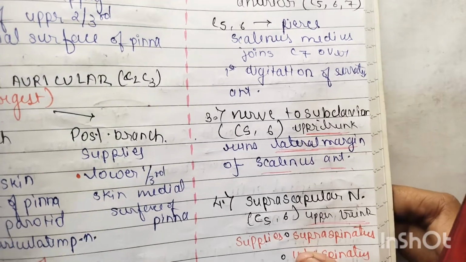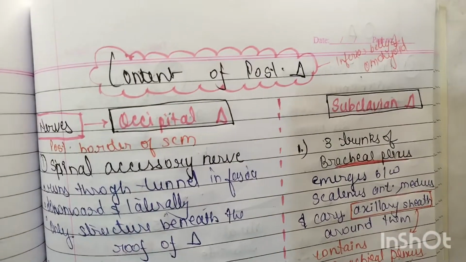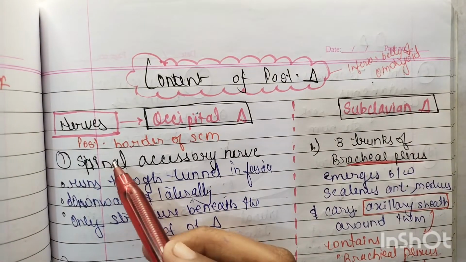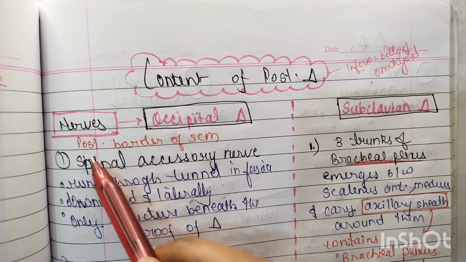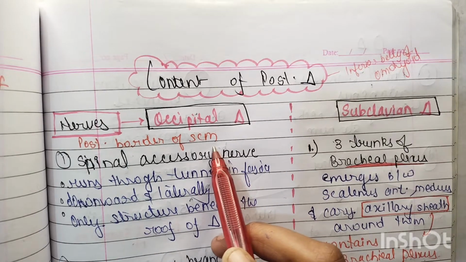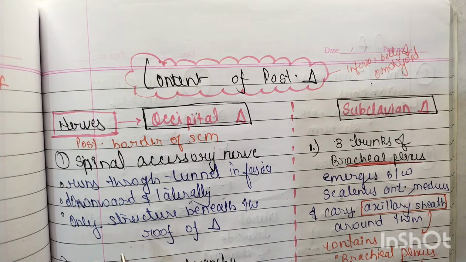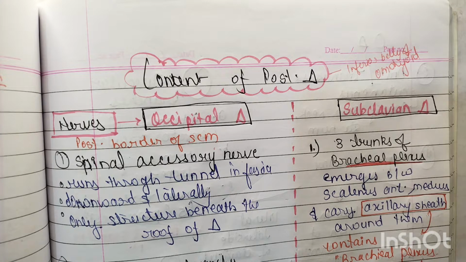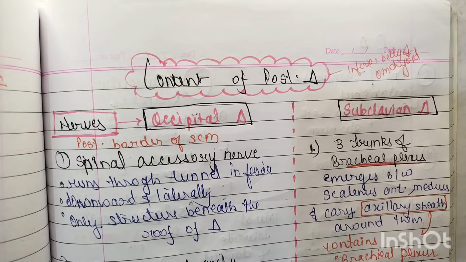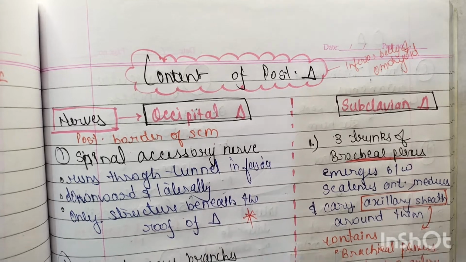Now we are done with the subclavian, coming to the occipital triangle. Here you have to remember that everything is roaming around the posterior border of the sternocleidomastoid muscle. The very first nerve in the occipital triangle is the spinal accessory nerve. This nerve runs through a tunnel in the fascia, runs downward and laterally, and it is the only structure beneath the roof of the triangle. This point is very important.